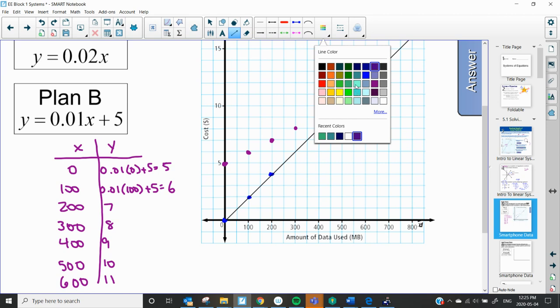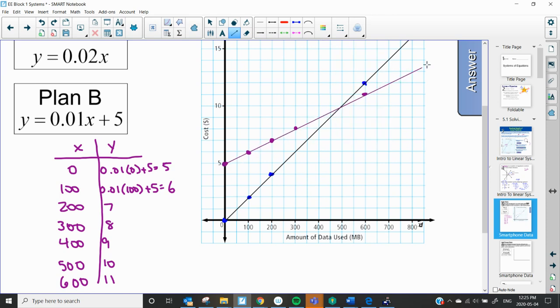All right, so let's draw this graph or draw this line. So I'm going to draw through those points, and we can see that there's a point where these two lines intersect. Okay, and that point is right here. And that point is at 500, 10.